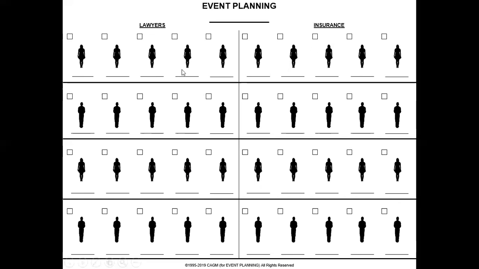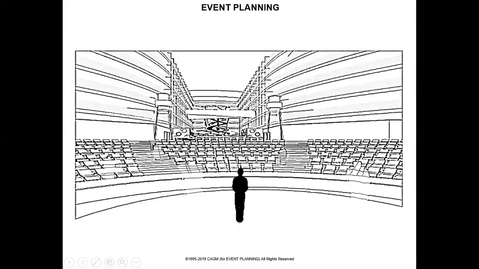Okay. And then here again, now this is by categories. So let's say if it was an event for lawyers, then this would be all the lawyers involved. If it's an event for insurance agents, this would be all the people involved for them. And then the same thing, you've got pastors, restaurant owners, and so on by categories.